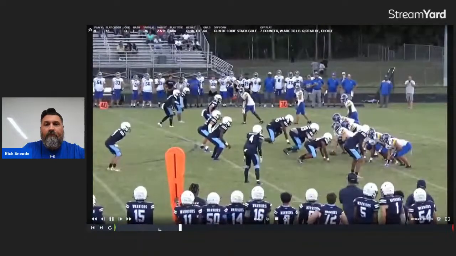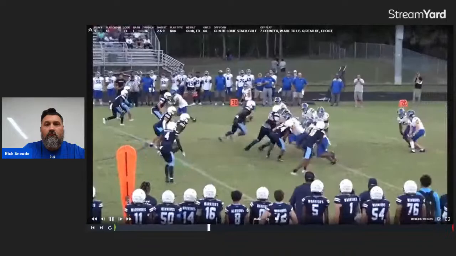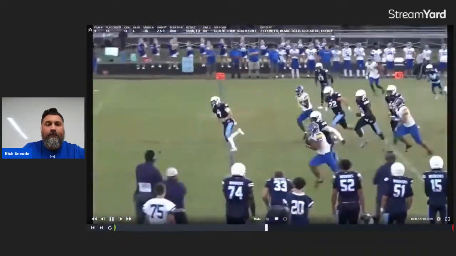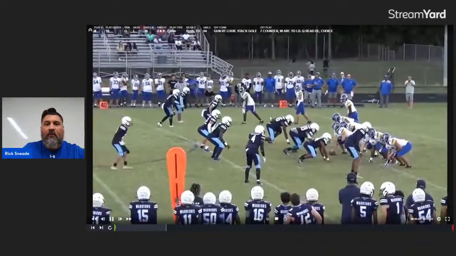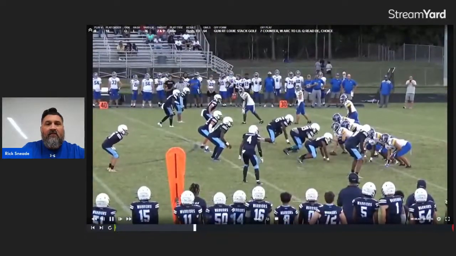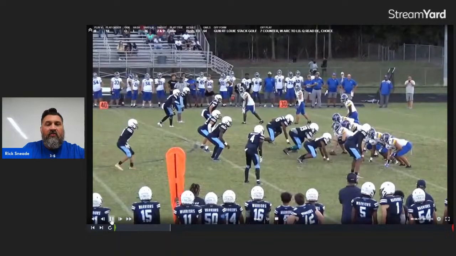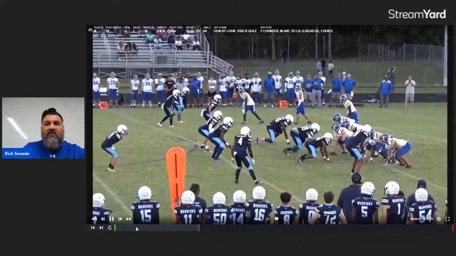Again, for us, just counter. Different look. Quarterback's reading the backside end. He has a choice. Again, we're trying to create numbers. His choice is to throw the ball out here. Watch the Z here, what steps he takes, what he does.